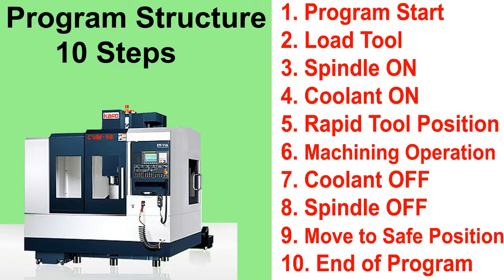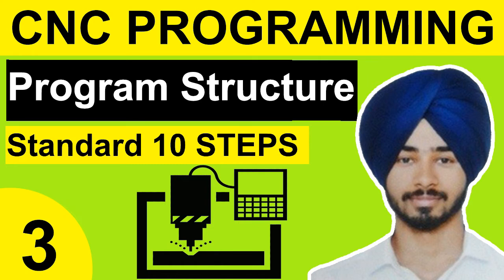First, I would like to mention how our program structure looks. You can see these are the steps which we are going to follow. First, we will start with the program number and safe codes. Then we will load the tool and turn the spindle and coolant on. After that, bring the tool rapidly above the part to perform the machining operation. When all the operations are done, we will cut the coolant off and stop the spindle. Move the tool back to the safe position and end the program. In my part 3 video, you can learn more about this.